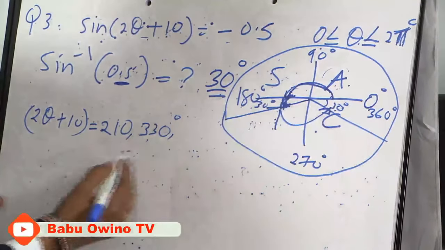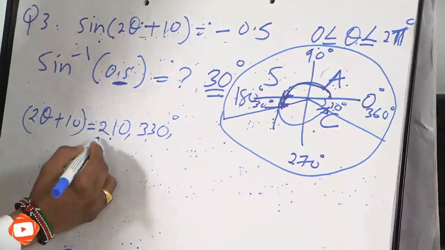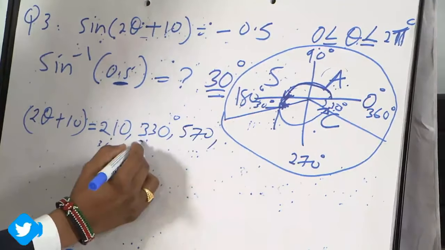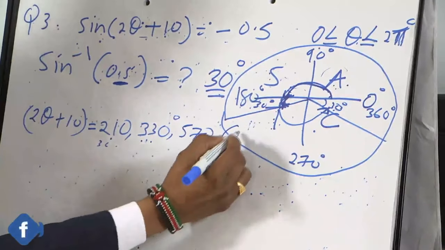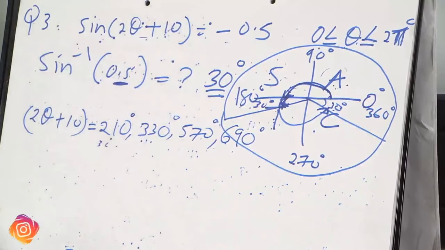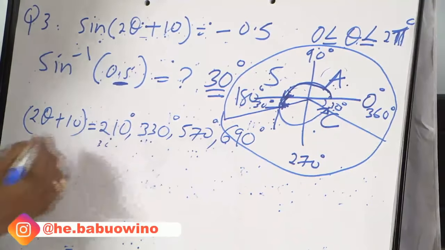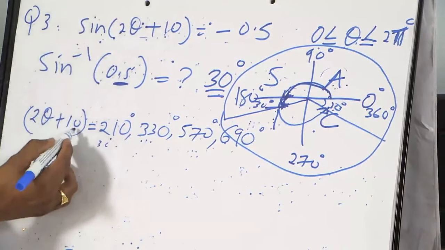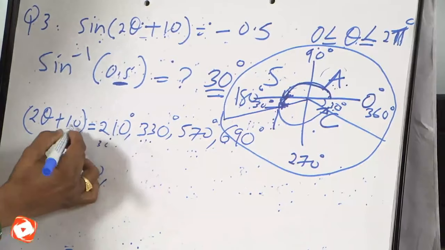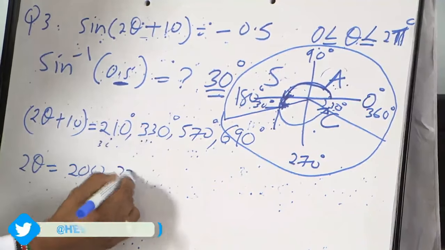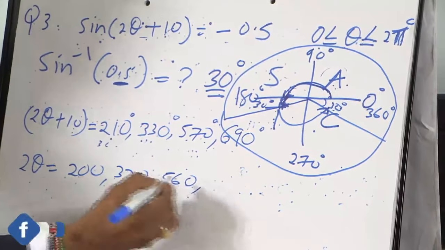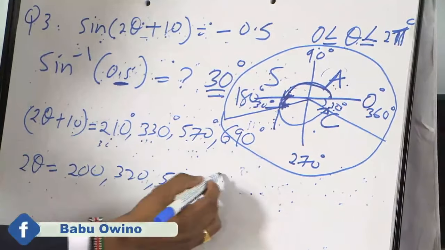So when you take 360 and you add 210, you get 570, which is another angle. And then you add 360 here, you get 690, which is our other angle. These are in degrees. Therefore, when we open this, we get 2 theta equals to, when 10 crosses the other side, becomes 200, because it is 210 minus 10. 330 minus 10 is 320. 570 minus 10 is 560. And finally, 690 minus 10 is 680.